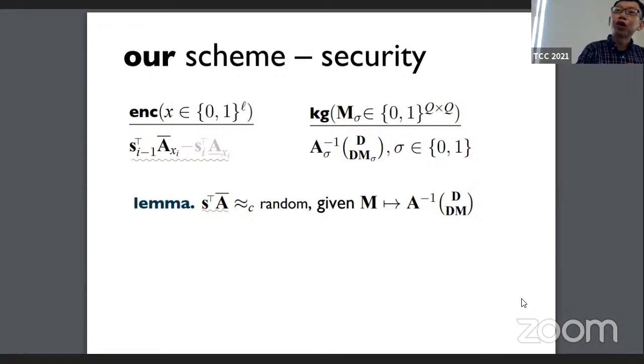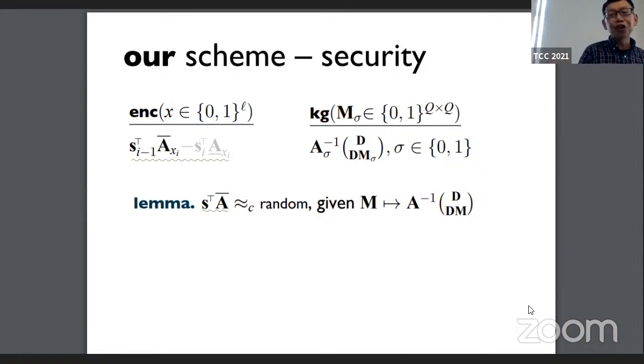So it boils down to showing the following lemma, which we're going to show from the LWE assumption, namely that if you have this matrix A of dimension 2n times m, if you look at the top half of A, which we call A overline, then S times the top half of A is going to be pseudo-random, even given an oracle that, given the matrix M, computes these Gaussian pre-images for a random matrix T. Okay, so this is roughly what we're going to show from the LWE assumption.